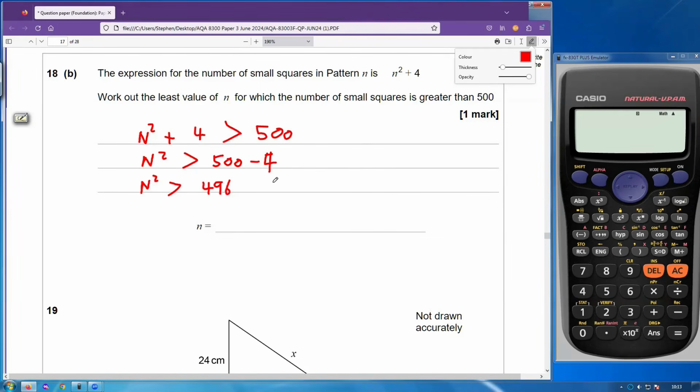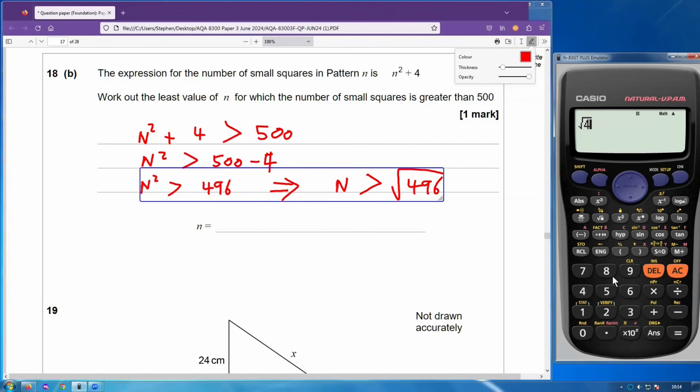Okay, so therefore, we can say it like that. Therefore, n, if we square root both sides to get to n, we must do the same to the other. And it's going to be the square root of 496. So let's put that in. Square root 496.